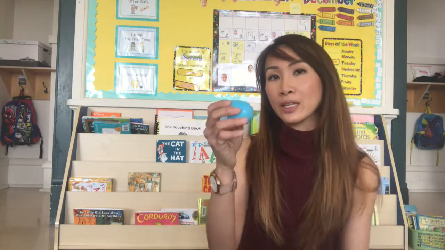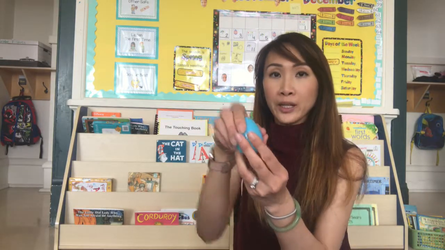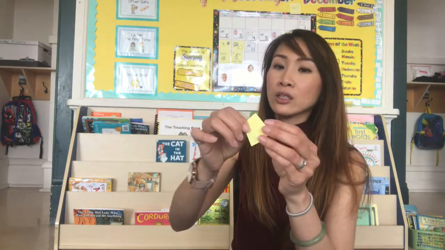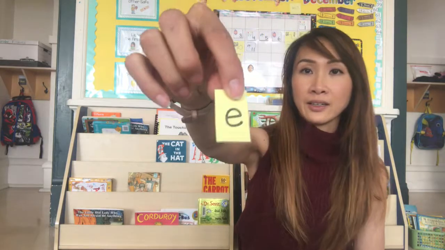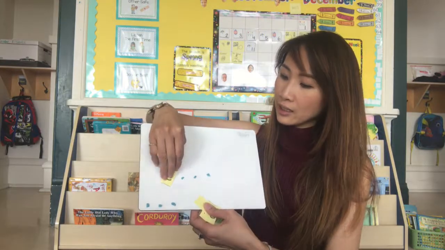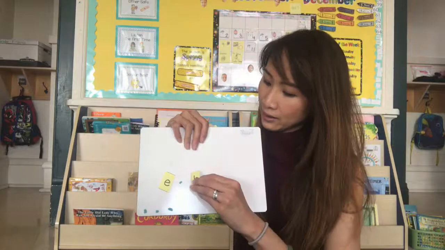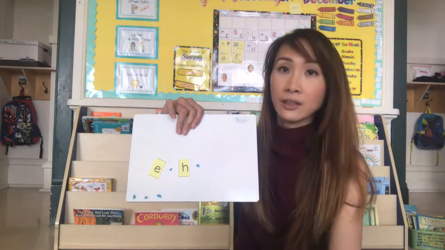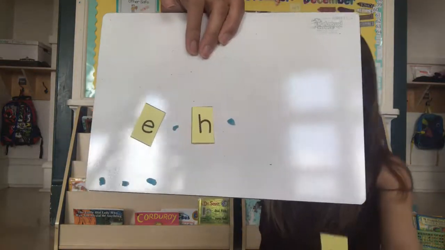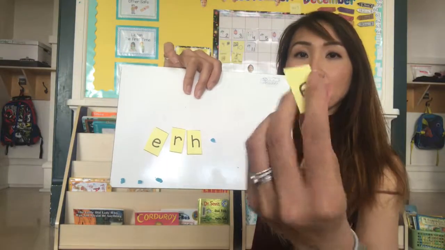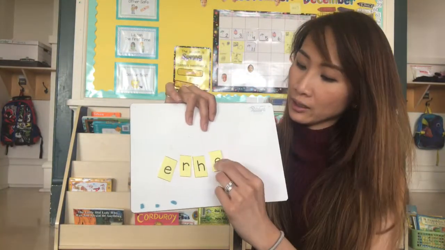What we do is we choose one and we're going to open it up. Let's see. And then we're going to look at the letters in there. Let's see what's in this letter. We have, that's right, E. What's another letter that we have? H. Another letter that we have, R, and one more letter, another E.